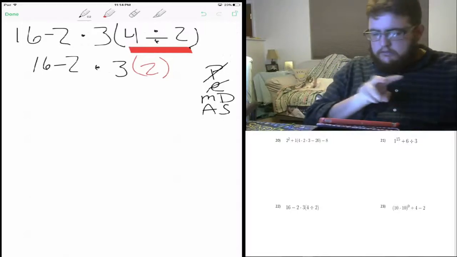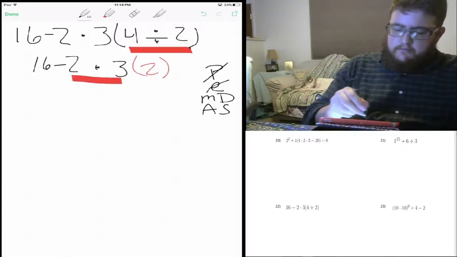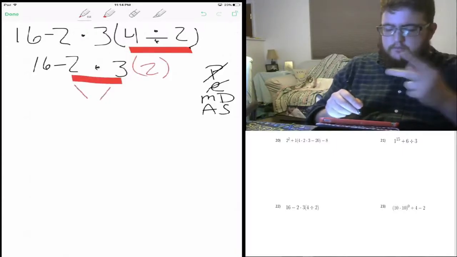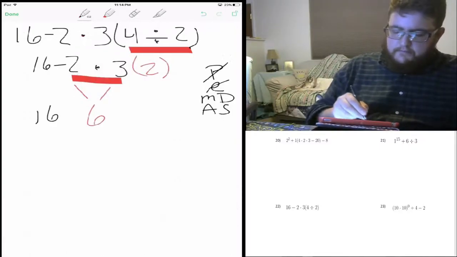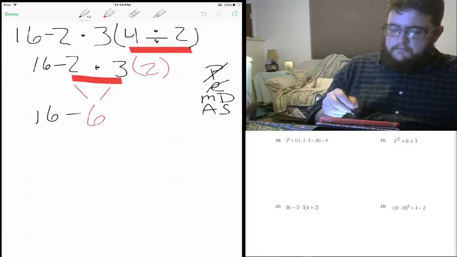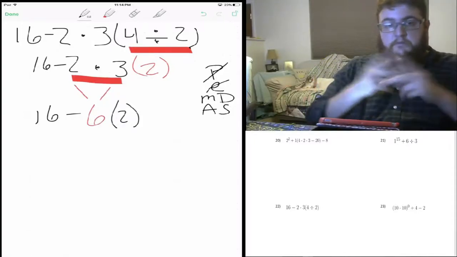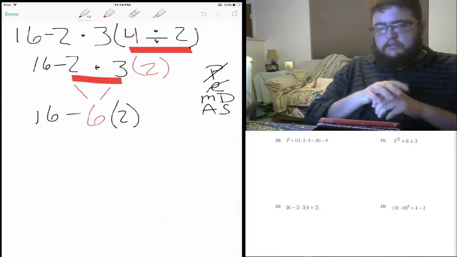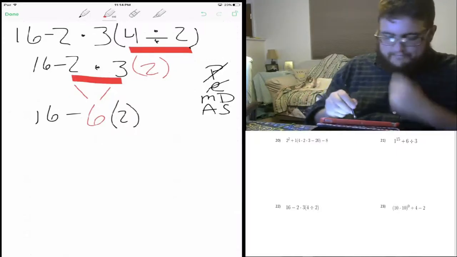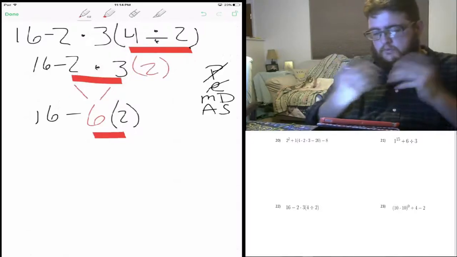Now, looking from left to right for multiplication and division, the first one we come across is 2 times 3, which is going to be equal to 6. And then we'll bring everything else down. We'll continue to scan for multiplication and division, just to make sure we are done. And we're going again from left to right. We notice that we have 6 times 2, or 6 parentheses 2. 6 times 2 is 12.